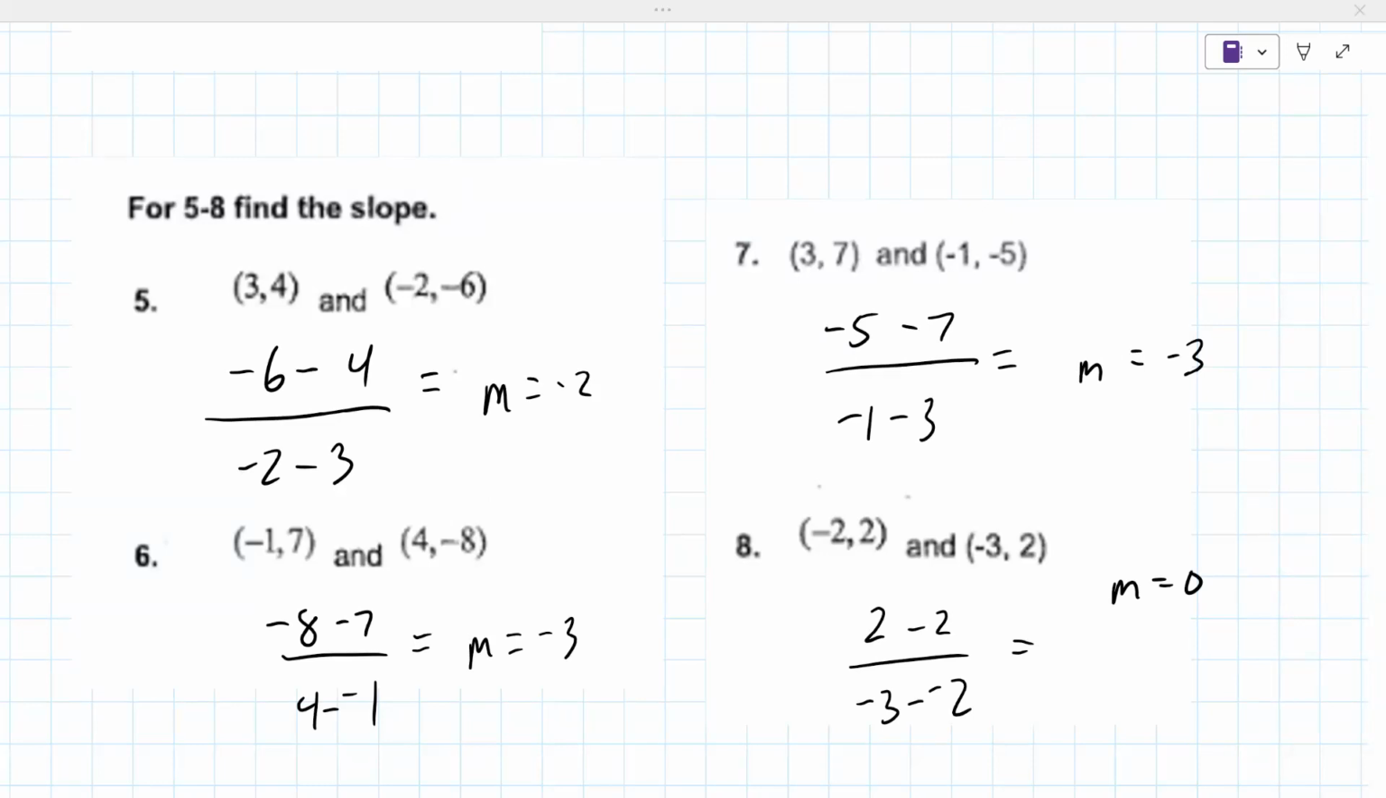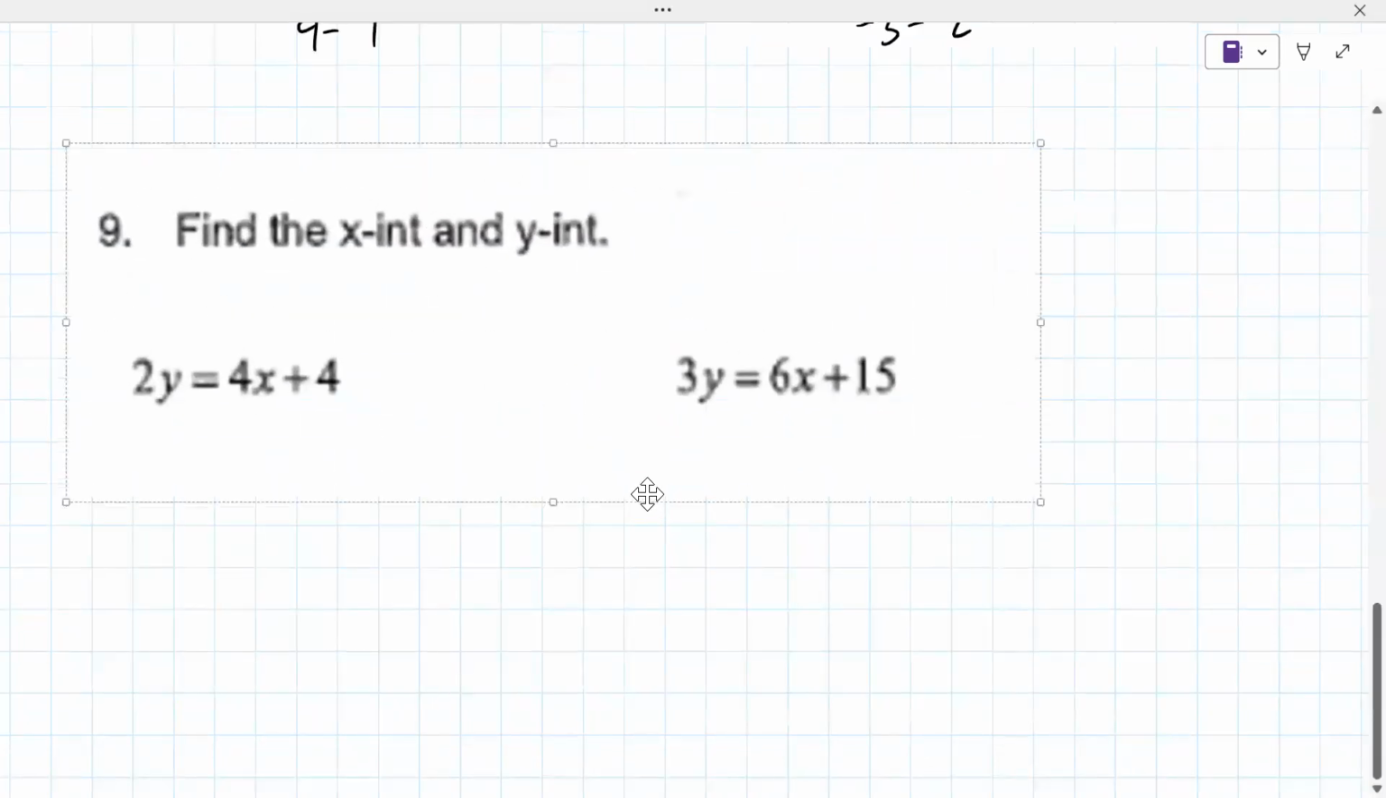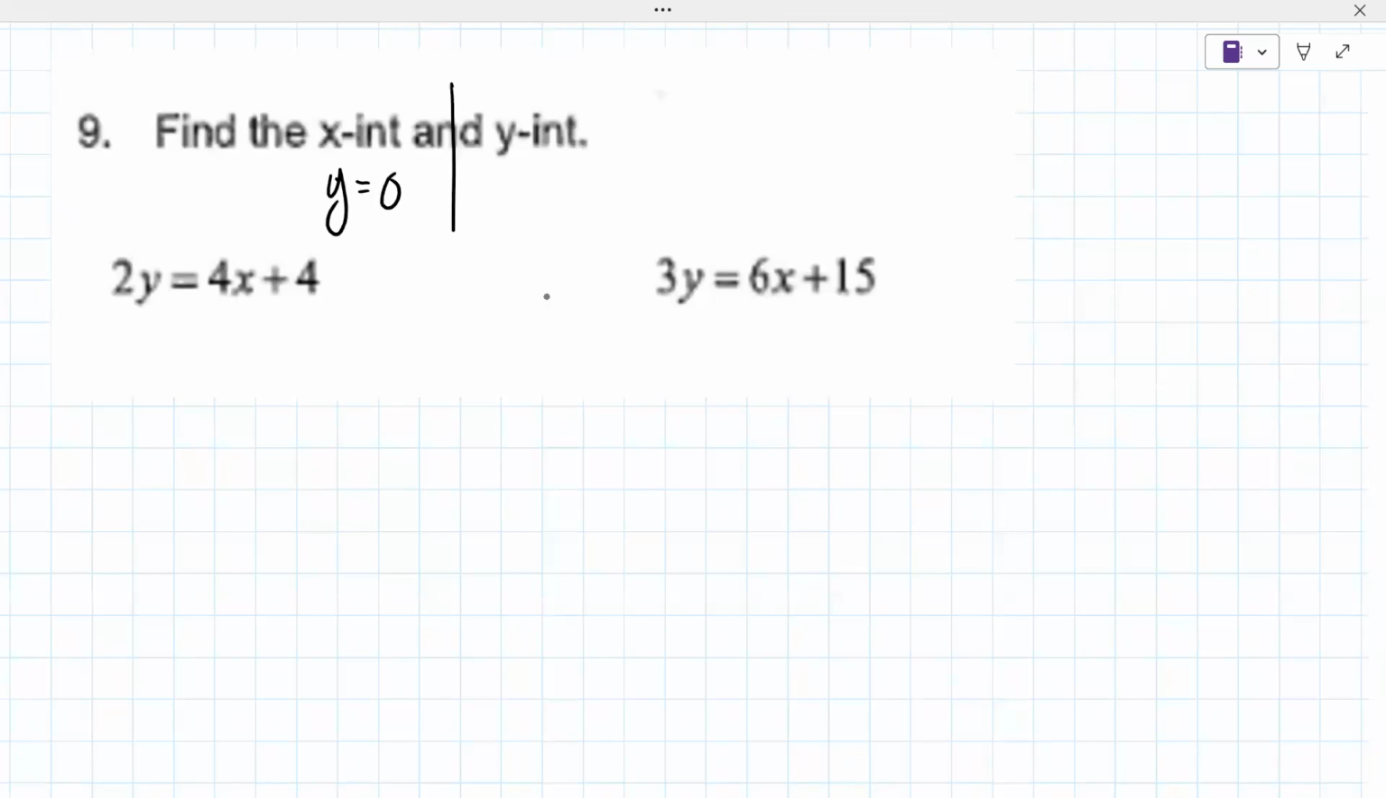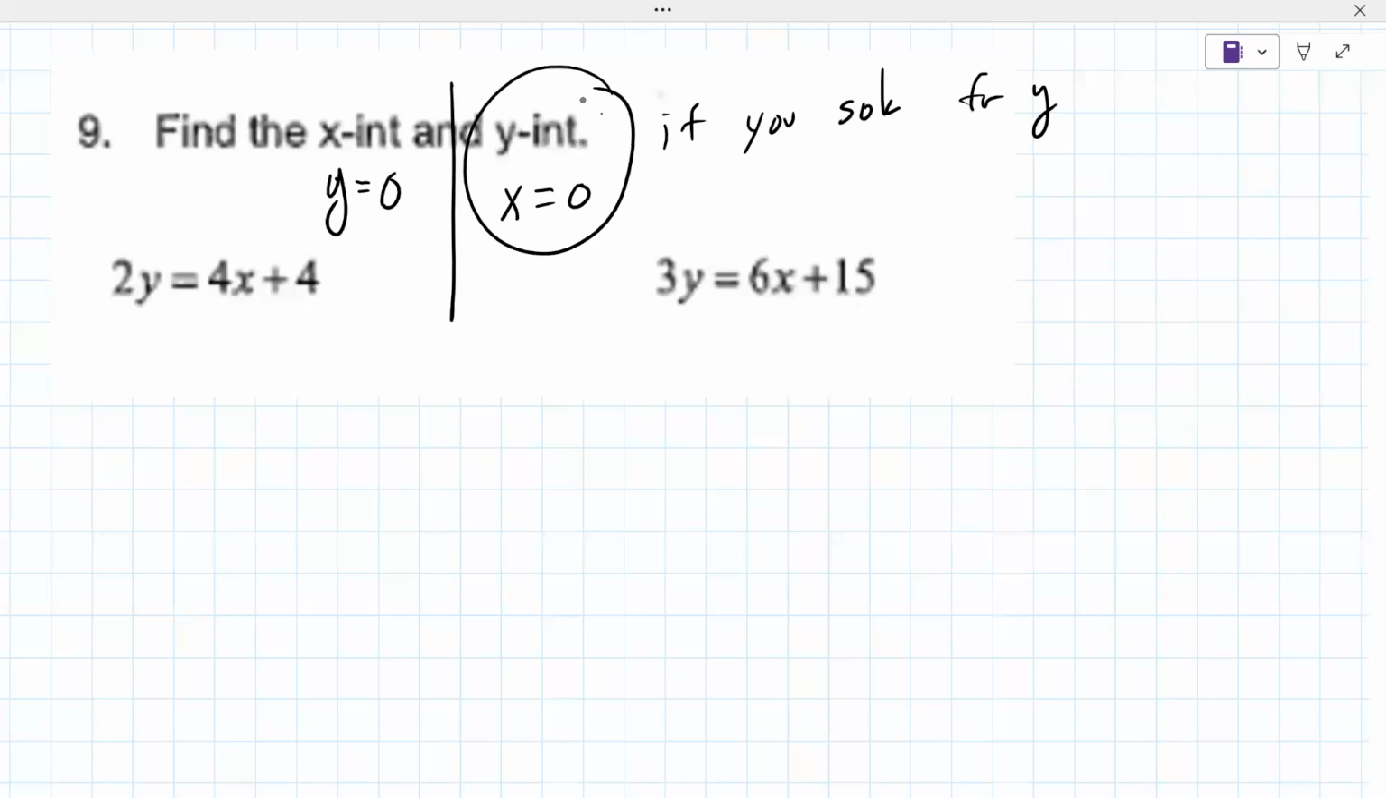All right, so number 9. Okay, so the x-intercepts and y-intercepts, hopefully in class somewhere you remember that the x-intercept is when y is 0 and the y-intercept is when x is 0. And the y-intercept is also just there for you if you solve for y. Yeah, if you solve for y, you can do it that way. In most cases, you won't have to divide by 3, but they just gave you an extra step.